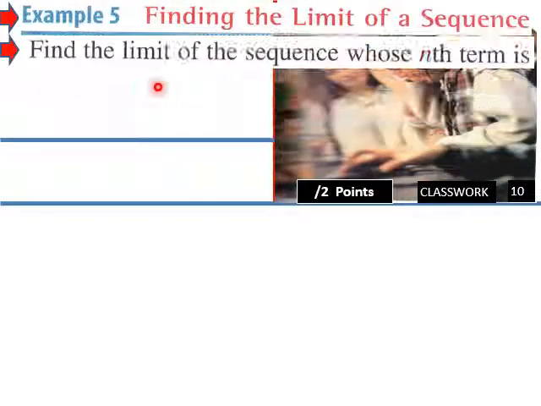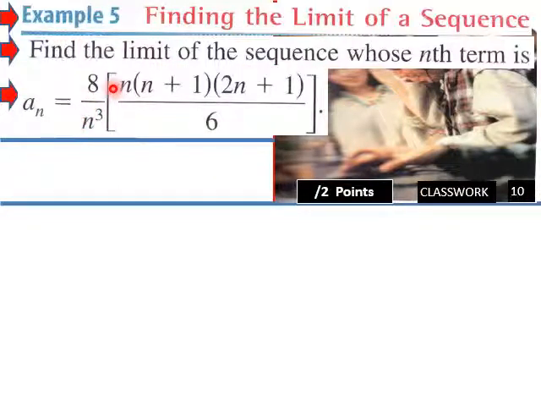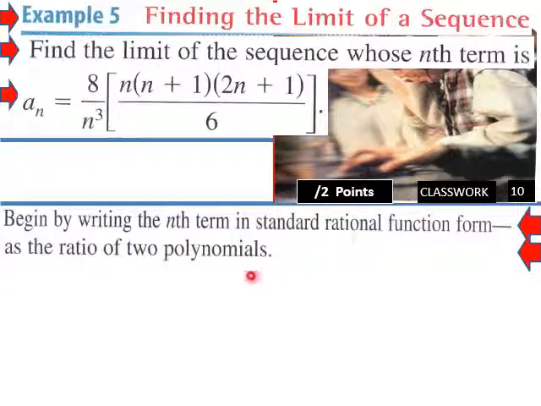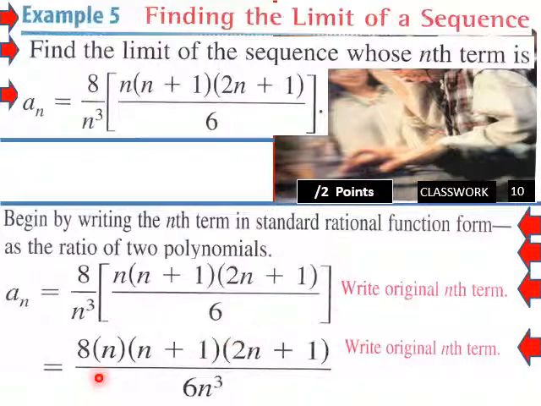Finding the limit of a sequence. Find the limit of the sequence whose nth term a sub n is 8 over n cubed, and then inside brackets, n times (n plus 1) times (2n plus 1) over 6, close bracket. Begin by writing the nth term in standard rational function form as the ratio of 2 polynomials. So here's our original nth term, and we're going to write it in a different way. We're going to multiply these two together and then multiply through with 8.